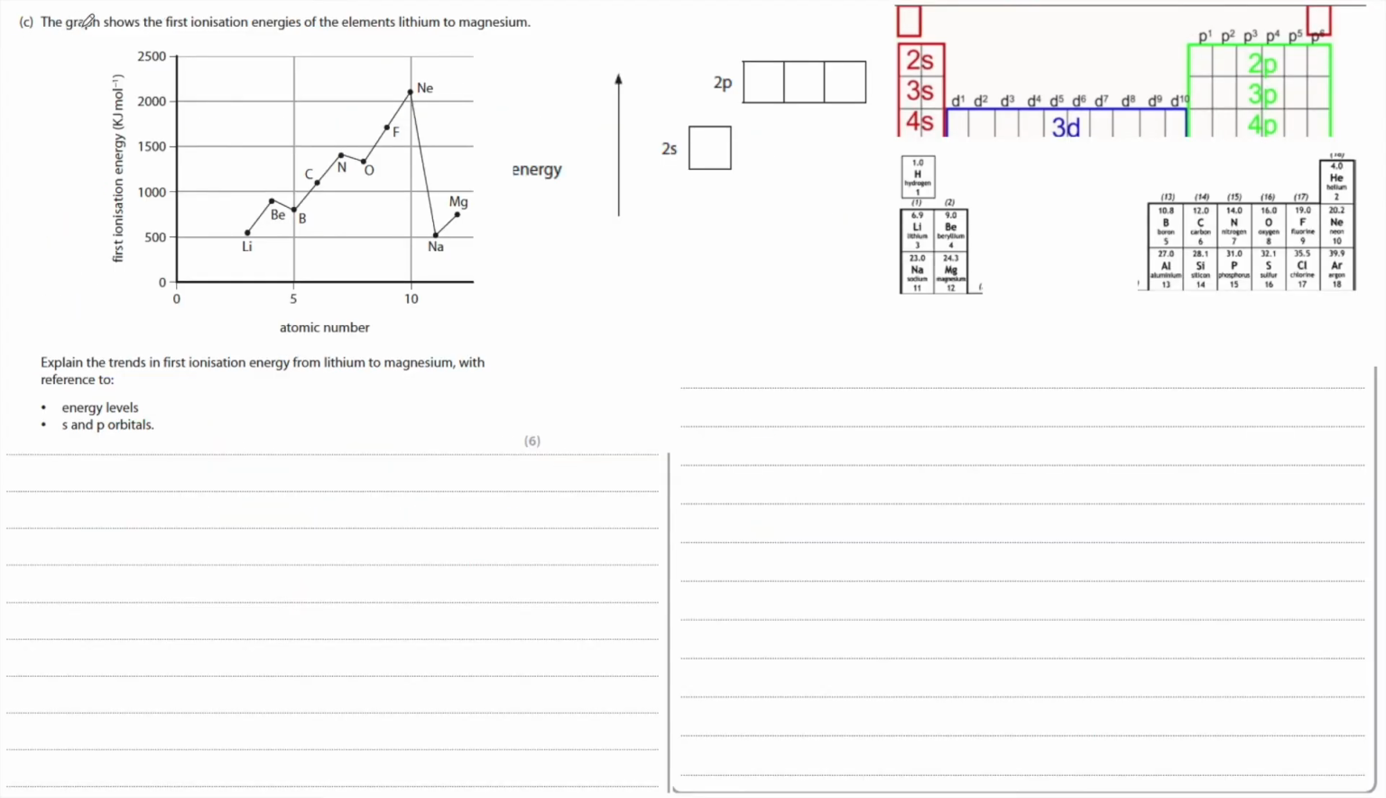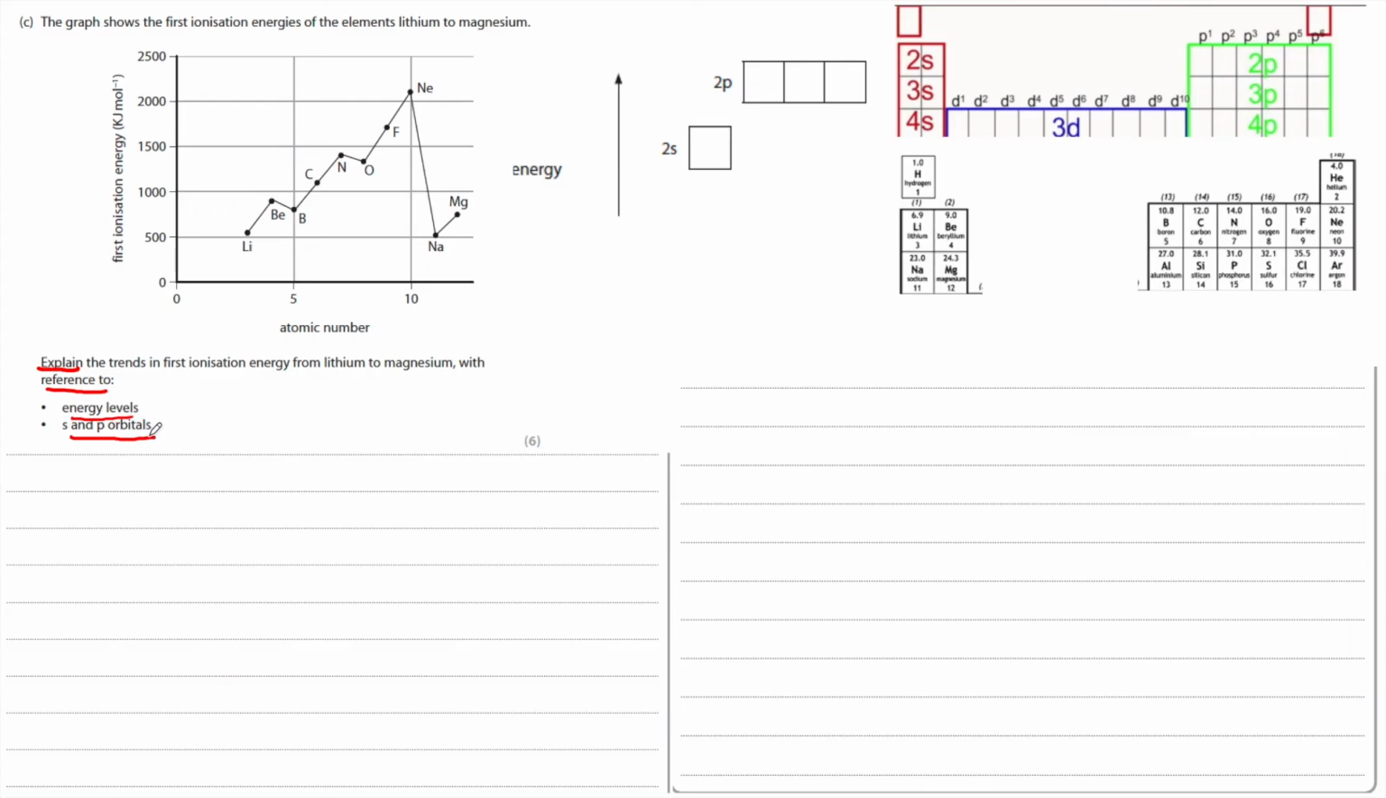Part C. The graph shows the first ionization energies of elements lithium to magnesium. Notice that the energies go up until you get to neon, with drops at 2 key points. And then you've got a massive drop between neon and sodium going down a period, and then it increases again. Explain the trends in the first ionization energy from lithium to magnesium with reference to energy levels and s and p orbitals.